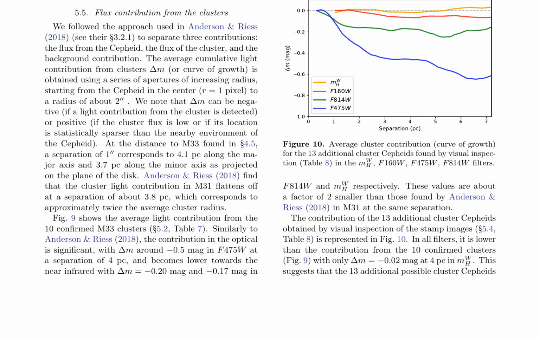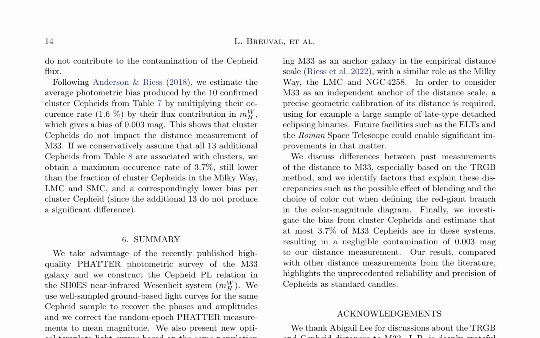The Cepheid distance to M33 is improved to a 1.3% uncertainty level, resulting in the tightest PL relation to date in this galaxy, with a scatter of only 0.11 mag. The use of HST photometry significantly reduces the impact of crowding compared to past studies based on ground-based observations. This new Cepheid distance provides a foundation for including M33 as an anchor galaxy in the empirical distance scale, similar to the Milky Way, LMC, and NGC 4258.